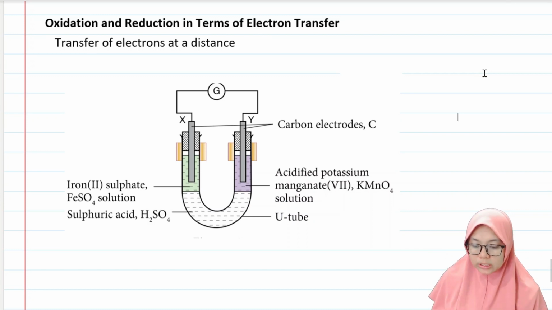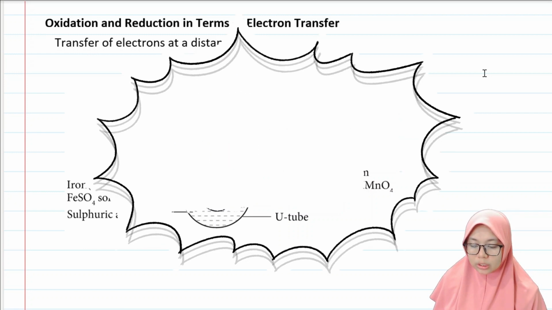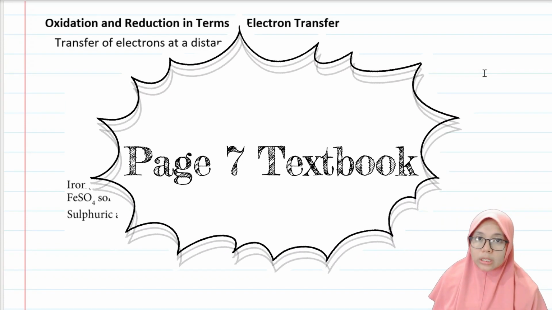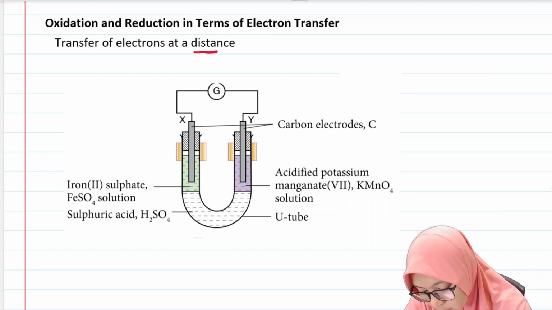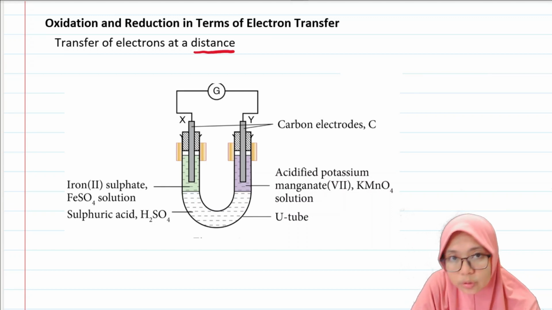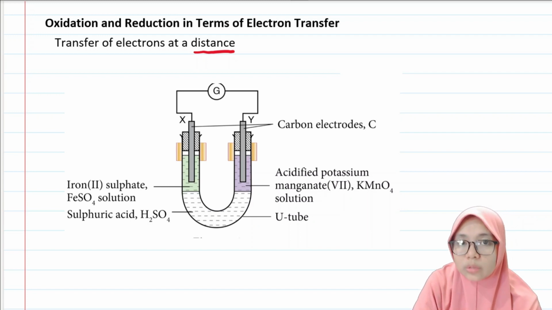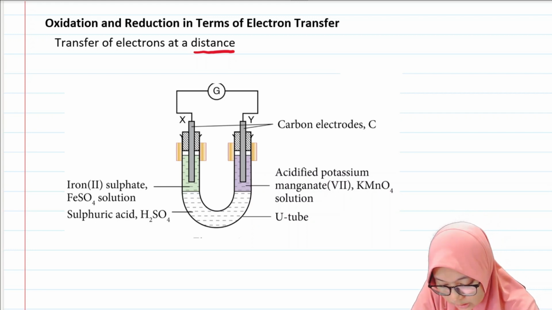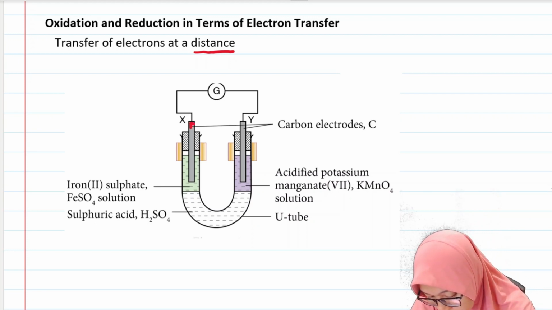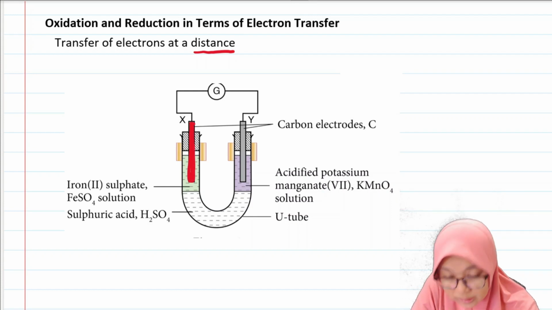Okay, so this is the experiment that you have in your textbook where we are discussing again about oxidation and reduction in terms of electron transfer. But in this example, the electron transfer is called transfer of electron at a distance. The word distance is there because the electron will be transferred from one electrode to another electrode through connecting wires. In this case, the electrodes are X and Y. This is the X electrode, the one that I colored with red. Okay, this is electrode X.